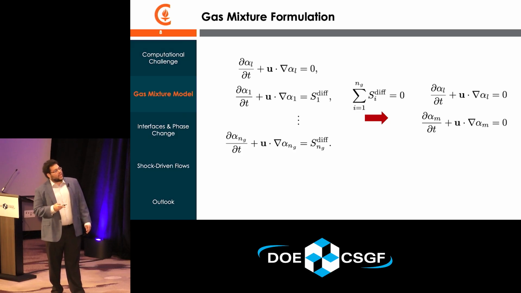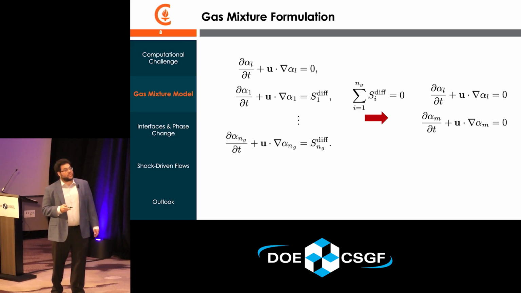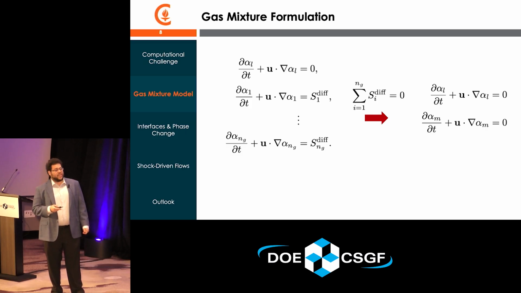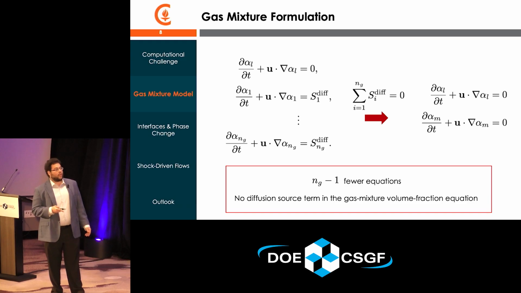And therefore, you can collapse these N_g gas species into a single mixture gas volume fraction equation. And this does two things for us. One, obviously, we have fewer equations to solve. This significantly reduces our computational cost.